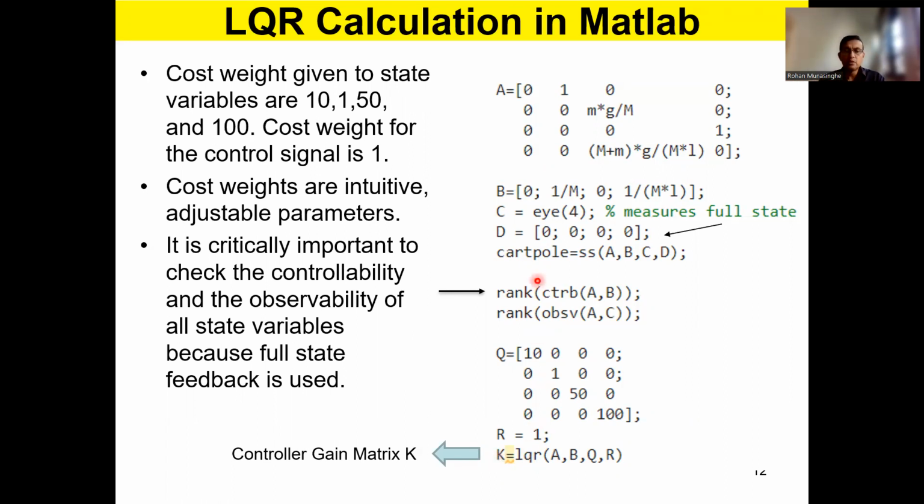So now I want to go back to what we skipped here, rank of controllability matrix, rank of observability matrix. Controllability between A and B, observability between A and C. You have to check this and make sure the system is observable and controllable. Okay, observable and controllable. Any questions, please?